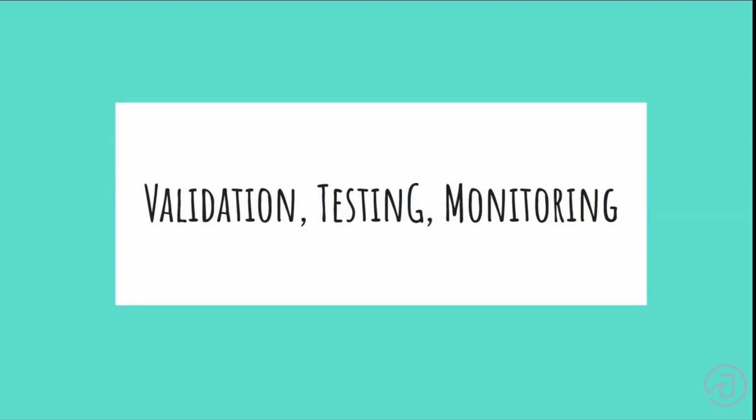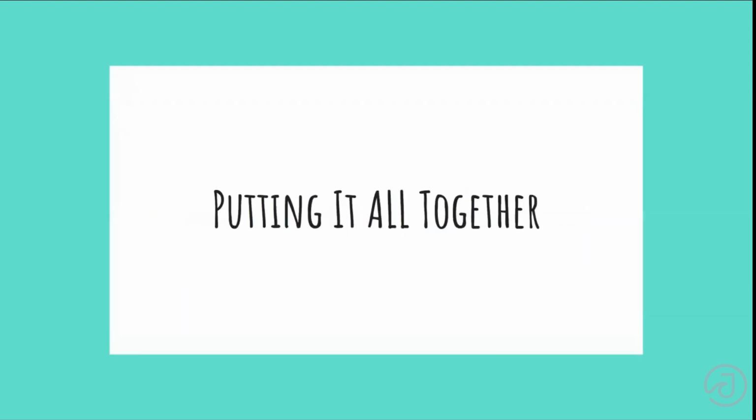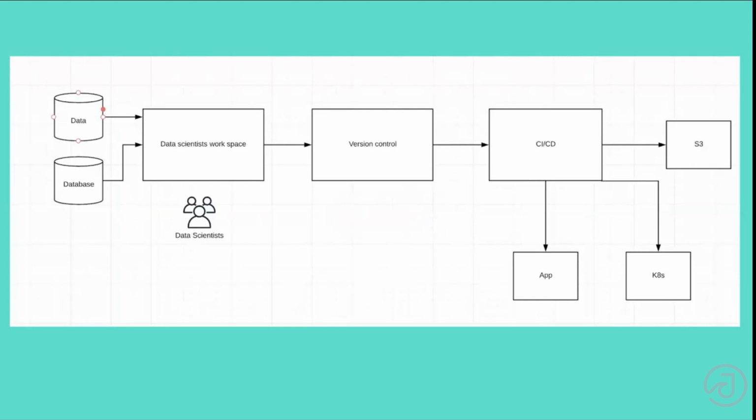So if you put it all together, it kind of ends up looking a little bit more like this, where you have all of your data, whether it's your data lake or your data mesh or whatever architecture in your company. You have a data scientist workspace where they should be pushing everything to version control, which is being pulled down with your CI/CD pipeline. And that's where it's getting deployed to either, if you're storing your models in S3, or you're deploying it to your cluster, or whether you're pushing it to an application.